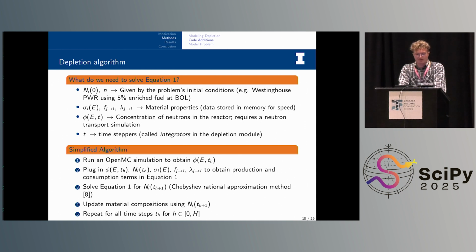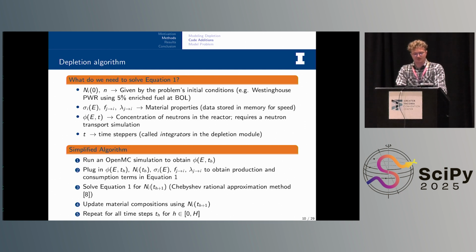This is a simplified algorithm of OpenMC depletion. First we run a simulation using our initial conditions and our data to obtain a solution for the flux. Then we plug in that flux and all of our data into equation 1 to get those production and consumption terms. We solve equation 1 using a method called CRAM, the Chebyshev Rational Approximation Method. I'm not going to talk about that any further, but there's a citation there if you want. It's its own topic that deserves its own talk.